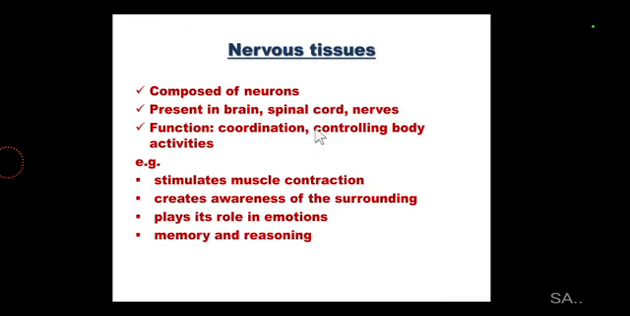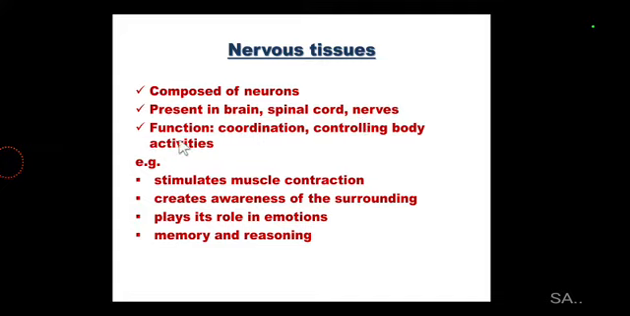Okay, so last is the nervous tissue. As you know, the unit of the nervous system is the neuron, the nerve cell. The nerve cells are making this nervous tissue. Nervous tissues are composed of neurons and they are making our nervous system, that is, they are present in the brain, spinal cord, and nerves. I hope that you remember the nerves are the bundles of nerve fibers.